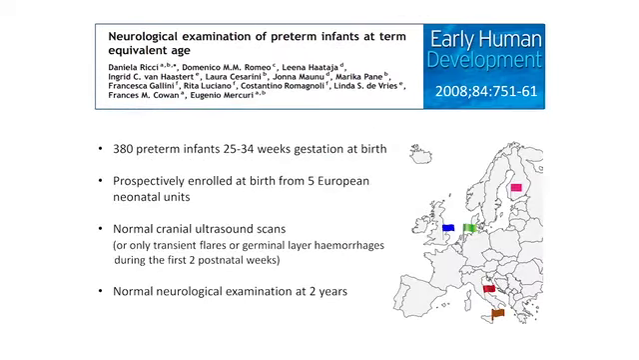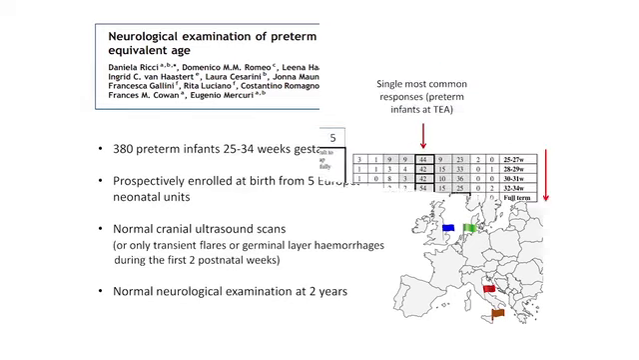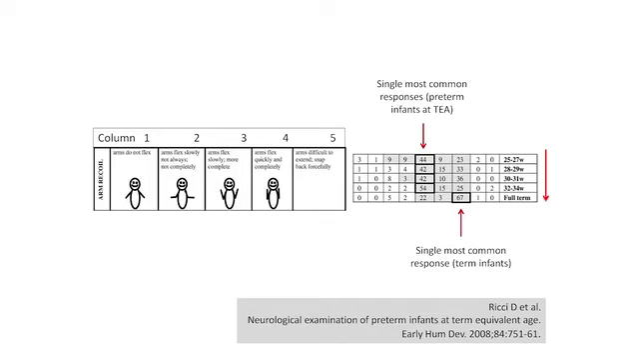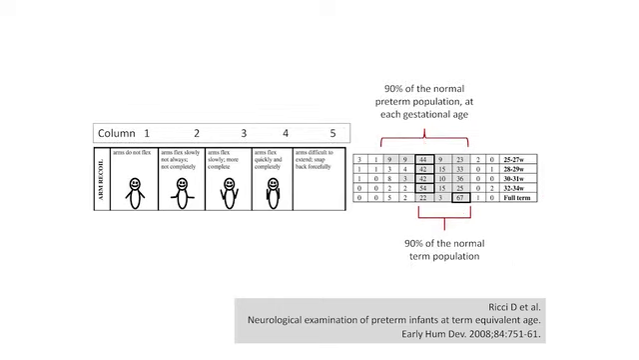A later paper enrolled 380 infants from 5 centres. They all had normal or minor ultrasound findings and were thought normal at 2 years. This larger cohort was divided into 4 preterm gestational age groups. Again, the commonest response and the range of responses were recorded. Noticeably, in the preterms at term age, the range of responses was much larger than in term infants, especially for tone items, where additionally the median value was usually different.